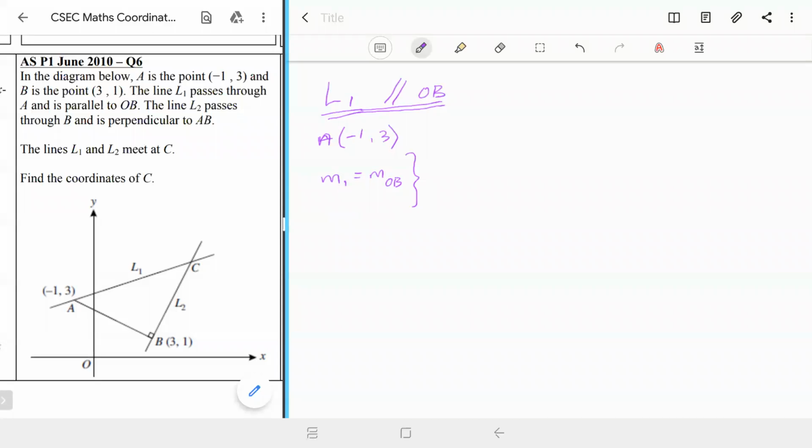We're going to work out the gradient of OB now, because OB passes through the points O, which is 0, 0, and B, which is 3, 1. Then the gradient of OB is the difference in y over difference in x. So it is 1 minus 0, which is 1, over 3 minus 0, which is 3. The gradient of OB is 1 over 3. Therefore, gradient of line 1 is also 1 over 3. Because we have the gradient of line 1 and a point on line 1, we can find the equation of line 1.